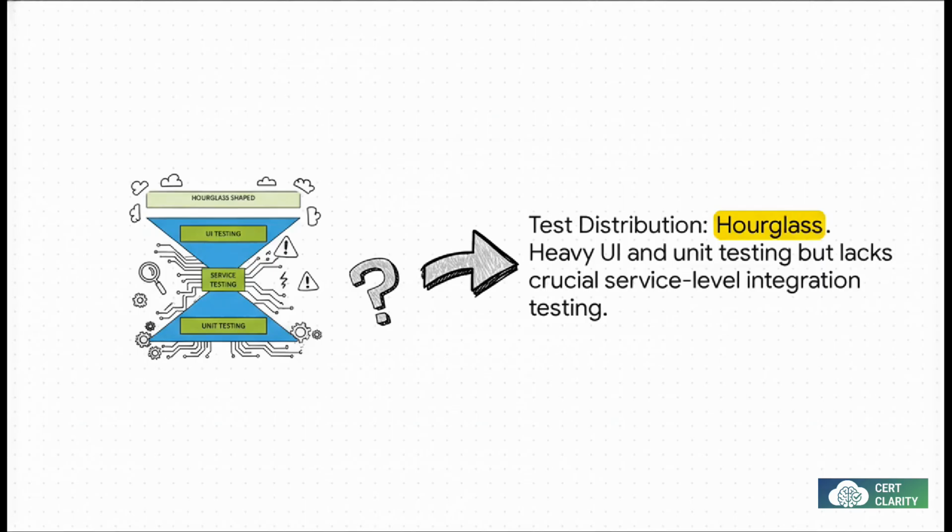It highlights a really common problem, a missing middle layer. You've got plenty of unit tests at the bottom and a lot of UI tests at the top, but there's this huge gap right in the middle for integration testing. This is where bugs between different components can hide until it's way too late.